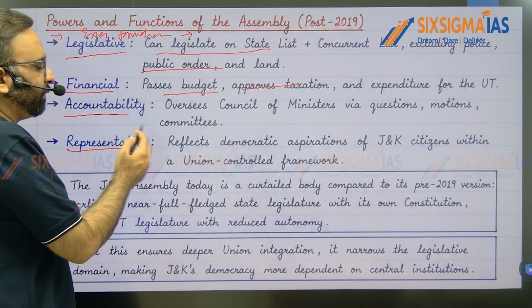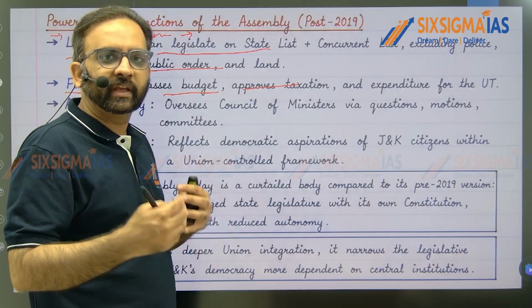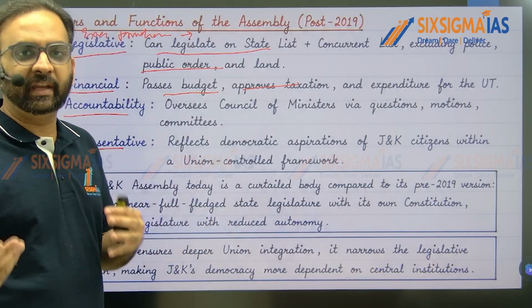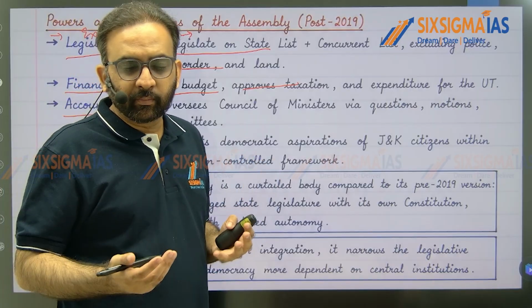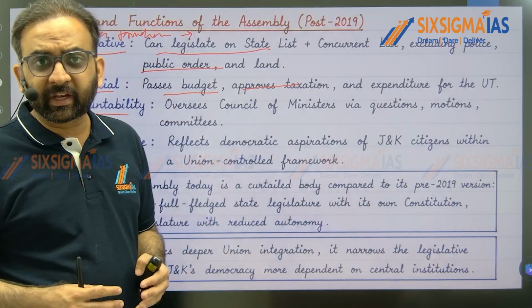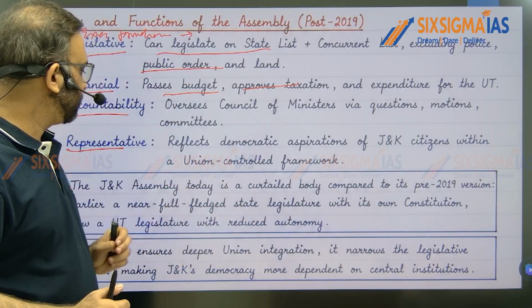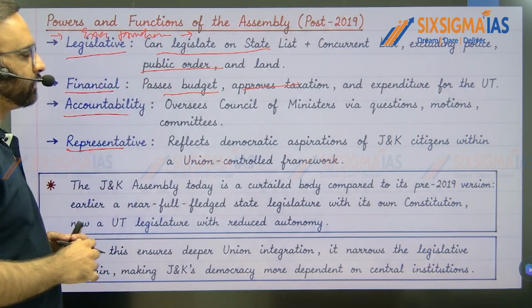Then representative: people get representation by way of their representatives, that is MLAs, in the legislature, who can raise their grievances, address their problems, and fulfill their aspirations, needs, wants, etc. Right? So that's all about the powers and functions of the assembly.